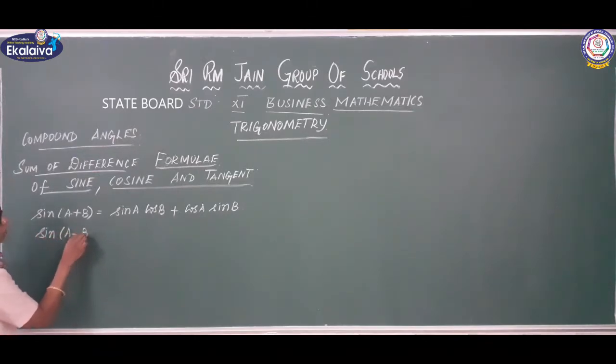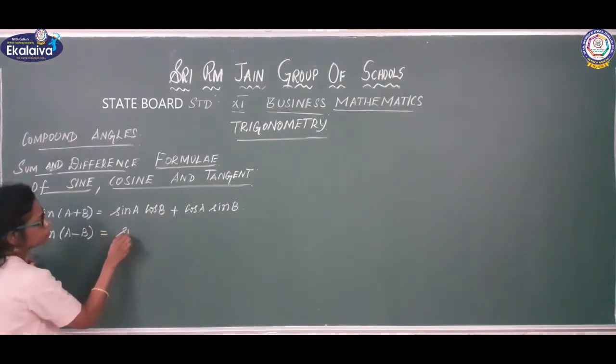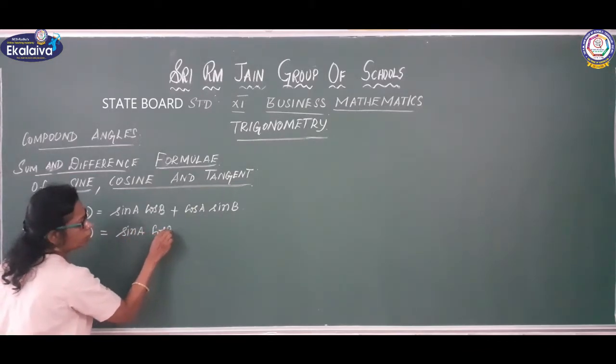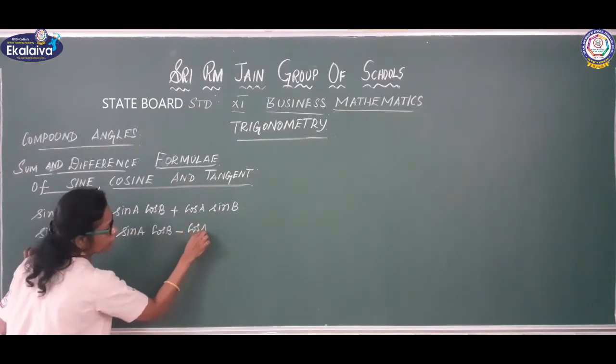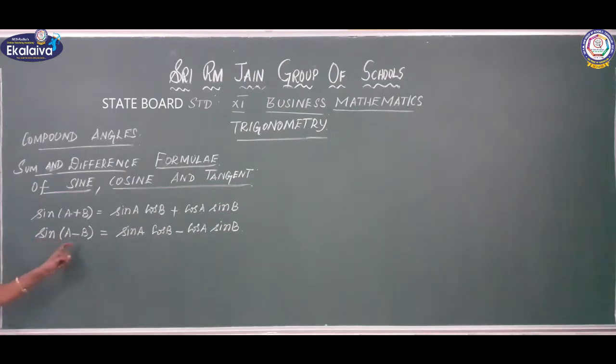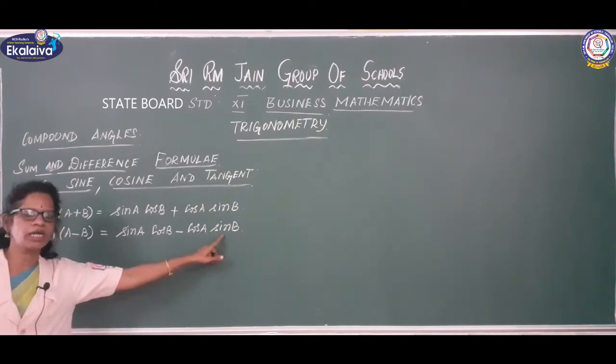A minus B. Here itself I said sum and difference formula, right? Sum means A plus B. Difference is represented as A minus B. Sin (A minus B) equals sin A cos B minus cos A sin B.